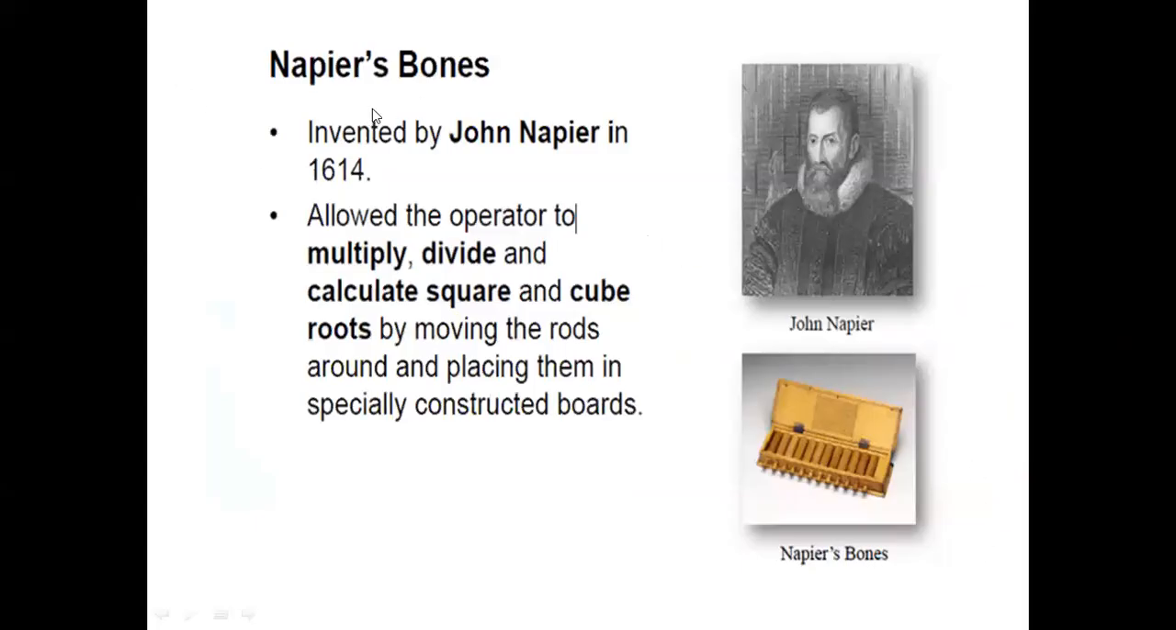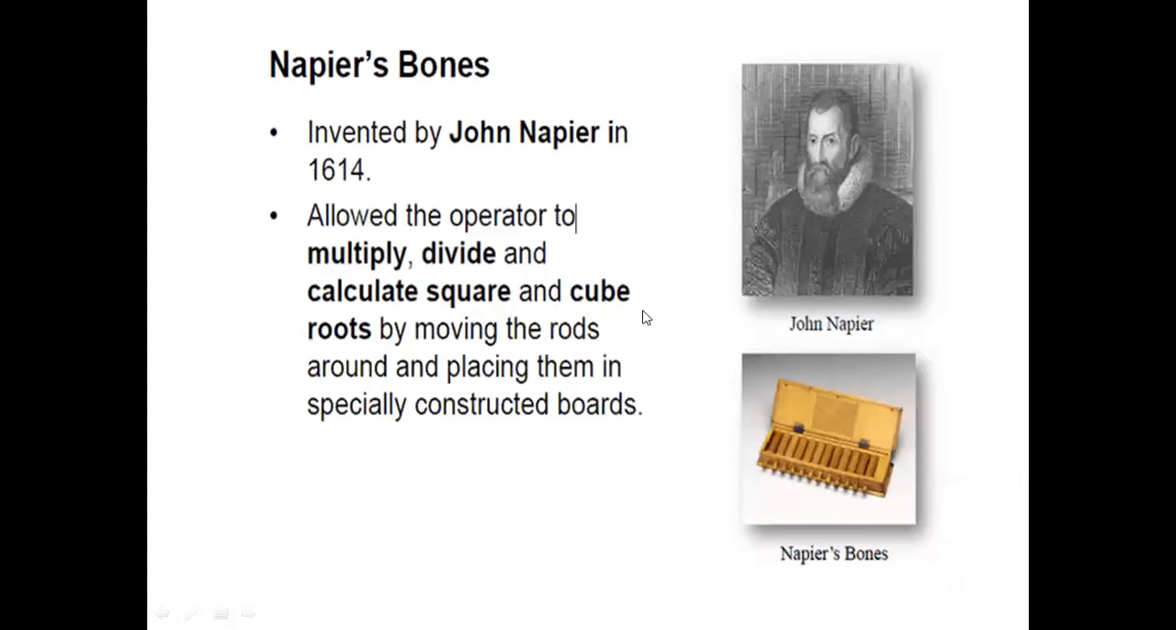Next, we have Napier's bones. It was invented by John Napier in 1614. This is the person who invented it, and this is the computer, Napier's bones. It looks like this. It allowed the operator to multiply by using the Napier's bones. We can do multiplication, we can do division, and we can calculate the square and cube root by moving the rods around, placing them in a specially constructed board.